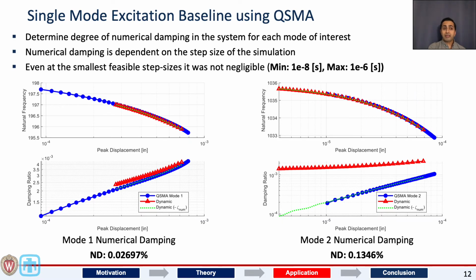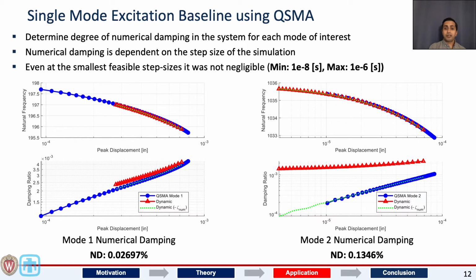To form the baseline for multi-mode QSMA and multi-mode excitation, we must first do single mode excitation using QSMA, as well as a dynamic analysis. For both modes 1 and 2, QSMA is shown in blue and our dynamic analysis is shown in red. There exists this difference between the red curve and blue curve, which we associate with numerical damping.